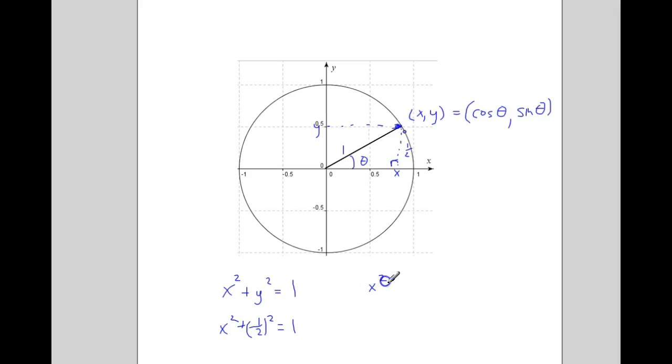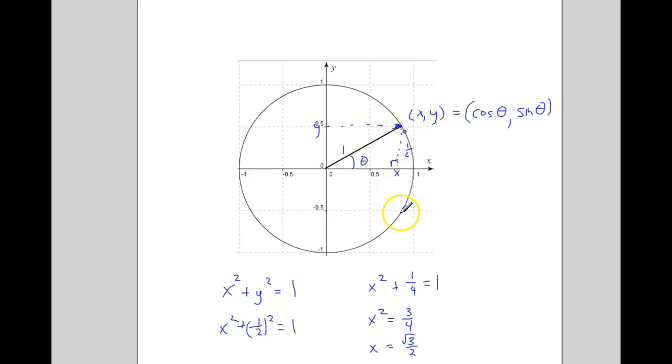So that becomes x squared plus 1/4. And then solving for x, I'll end up with x squared equals 1 minus 1/4, which is 3/4. And then taking the square root of both sides, I get x is equal to, technically, plus or minus the square root of 3 over 2. Taking the square root of 3, I get the square root of 3. The square root of 4 is 2. Plus or minus, because it's a circle, it's not a function.